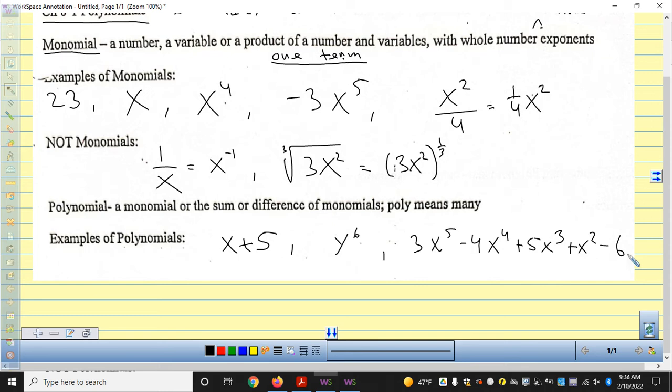I have a question. Yes. Your exponents have to be positive at all times, right? Positive at all times, yes. Polynomials always have positive exponents.